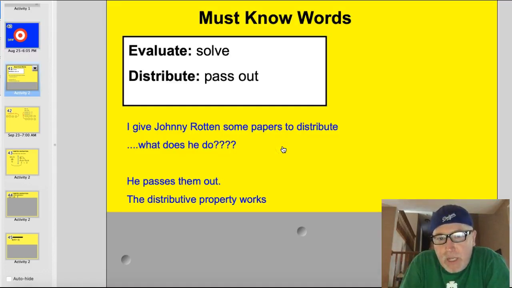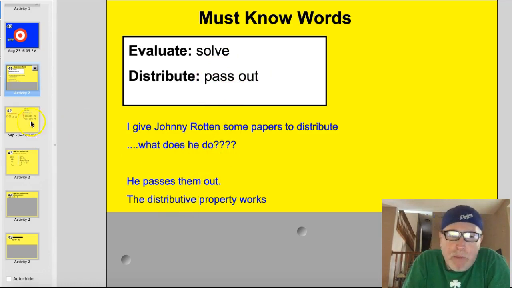Let's do this thing. Two important words we've got to start with here tonight. First of all, evaluate. Evaluate means to solve something, give the answer to it. Distribute means to pass out. Now tonight, we're going to do some evaluating, and we're going to do some distributing, and we're going to pass out a number. Just like Johnny Rotten, if I ask him to distribute some papers, he would pass them out. The distributive property works the same way.